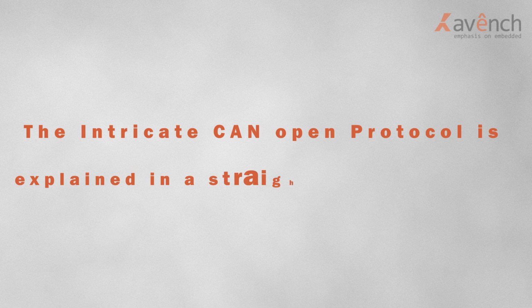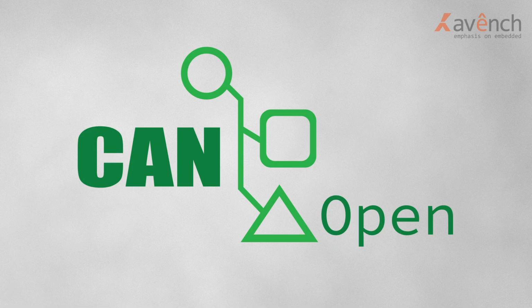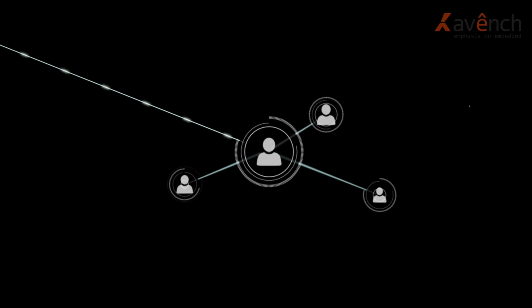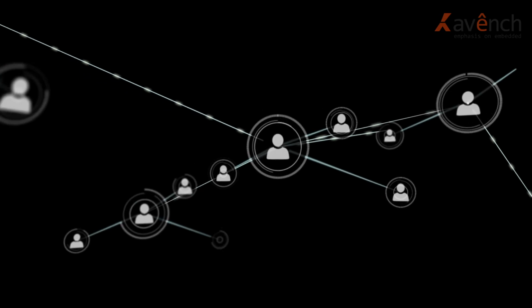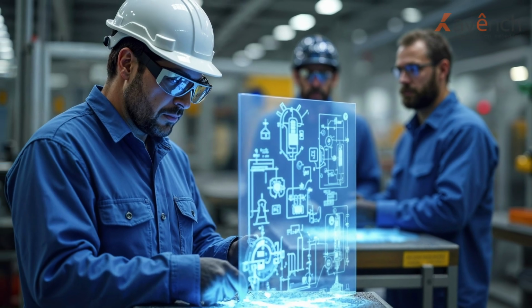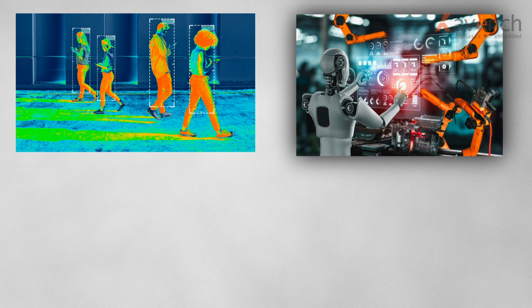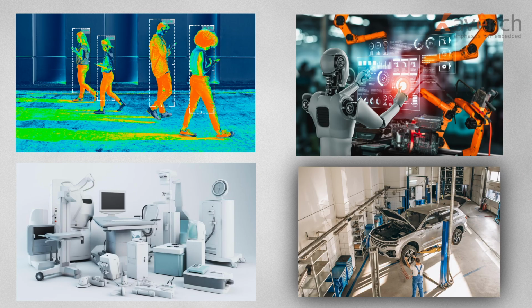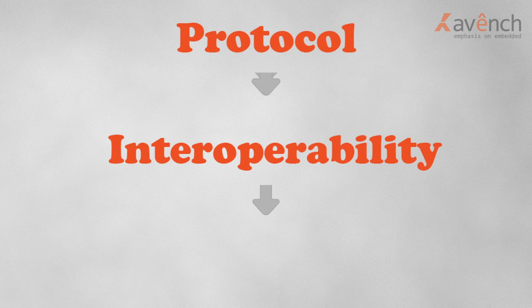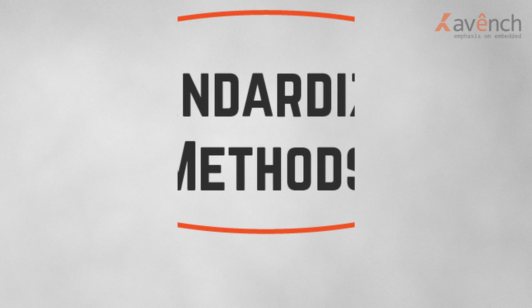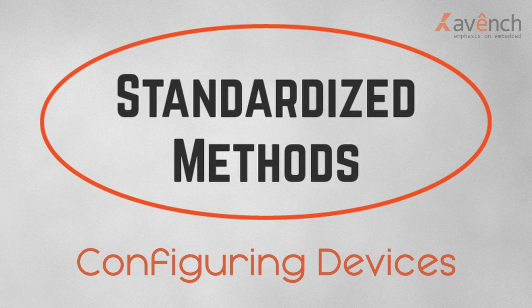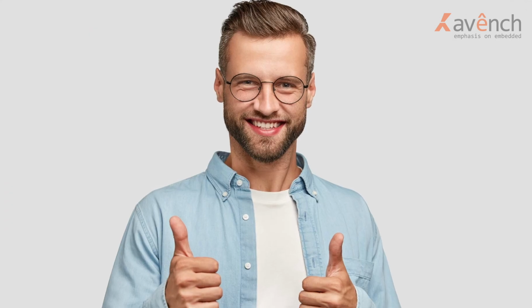In this session, the intricate CANopen protocol is explained in a straightforward manner. Ready to dive in? CANopen is a communication protocol built on the CAN bus, specifically designed for industrial applications such as motion control, robotics, medical devices, and automotive uses. This protocol facilitates interoperability between devices' nodes and provides standardized methods for configuring devices both during and after installation.